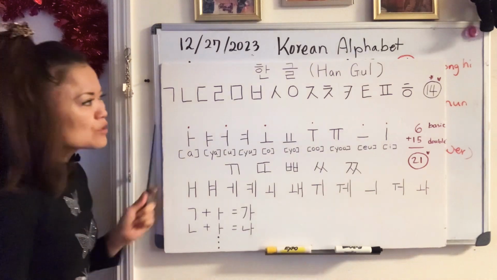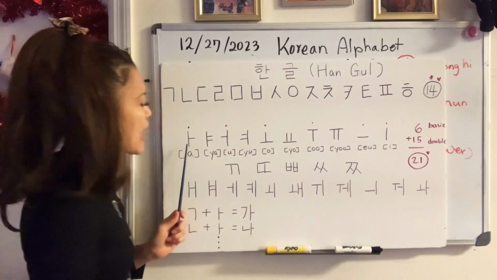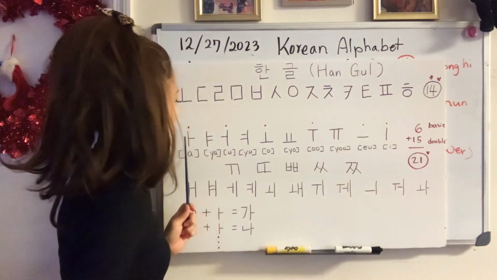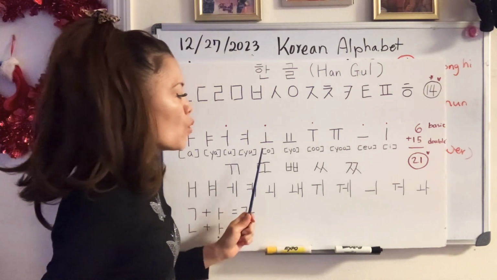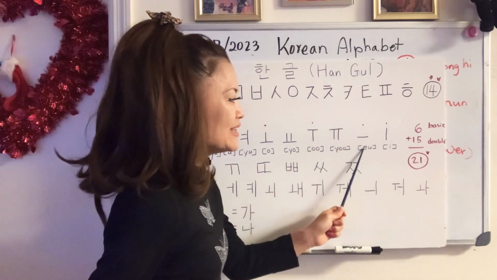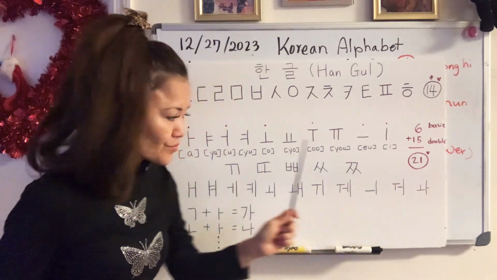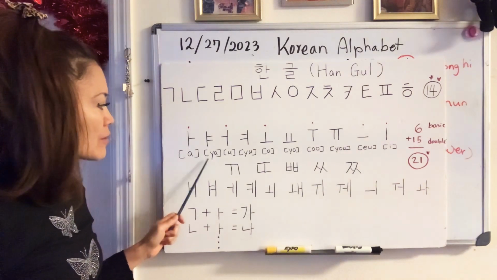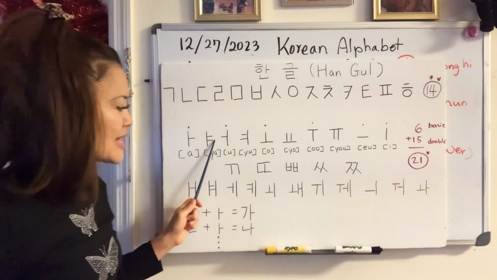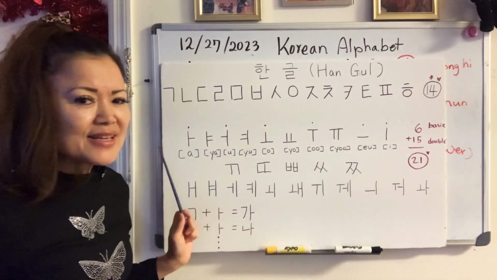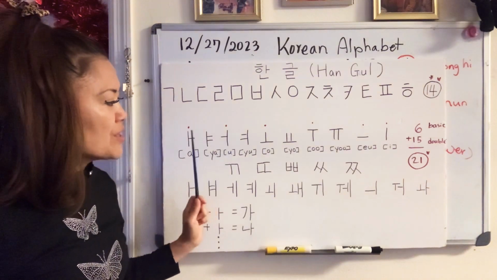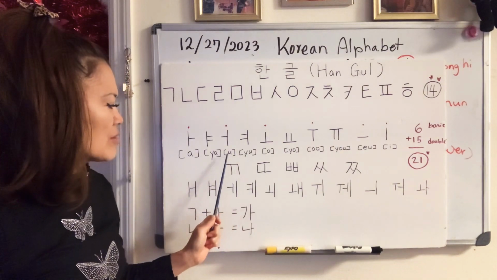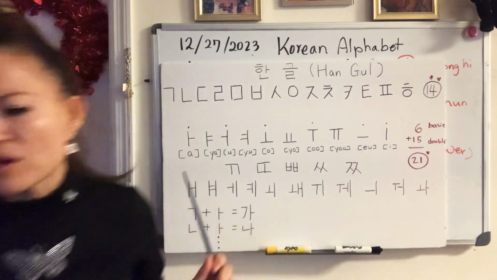Okay, as we have gone through all the basic vowels, six vowels are the basic vowels: A, A, O, U, U, E. So today I'm going to introduce a little bit of double vowels. It's A with another line. It's going to be Ya. A with another vowel is Ya.